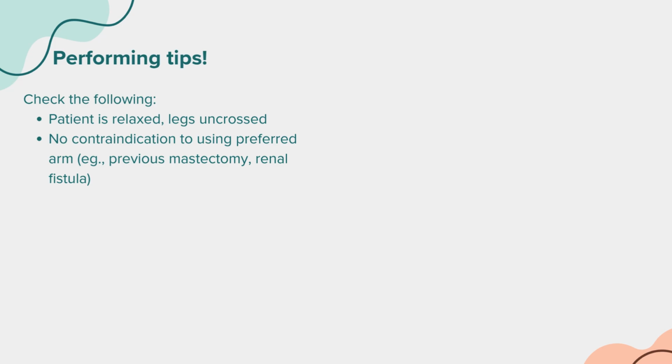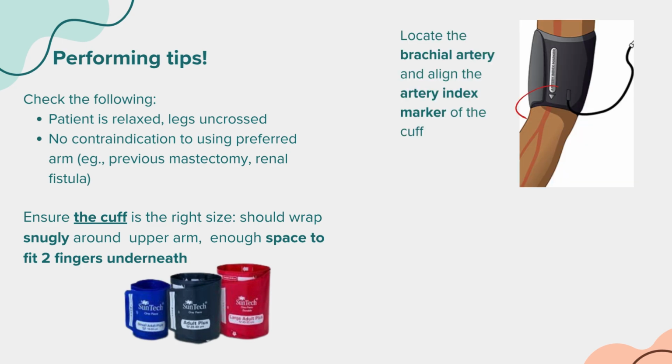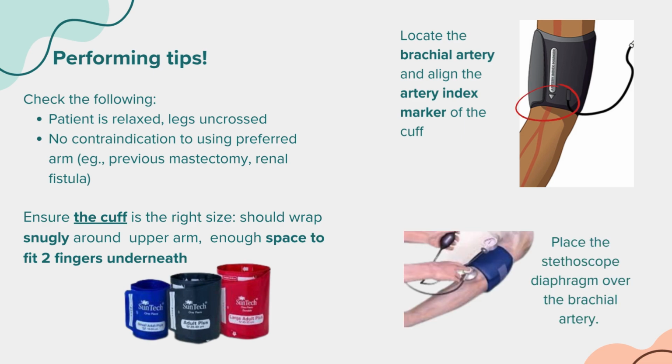Patient is relaxed, legs uncrossed. No contraindication to using the preferred arm, for example, previous mastectomy or renal fistula. Ensure the cuff is the right size; it should wrap snugly around the upper arm, with enough space to fit 2 fingers underneath. First, locate the brachial artery and then align the artery index marker of the cuff. Place the stethoscope diaphragm over the brachial artery.